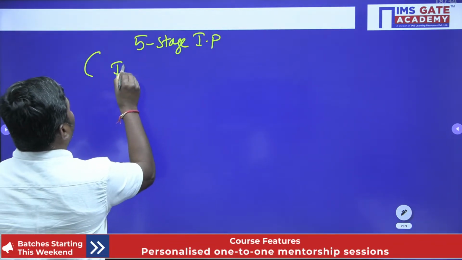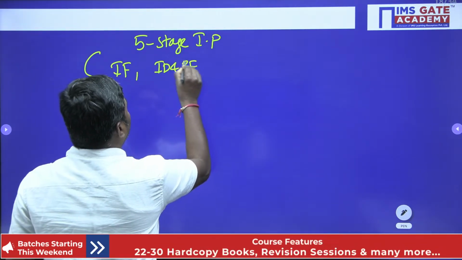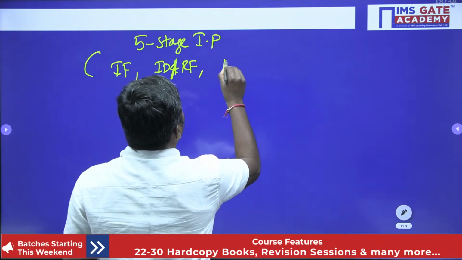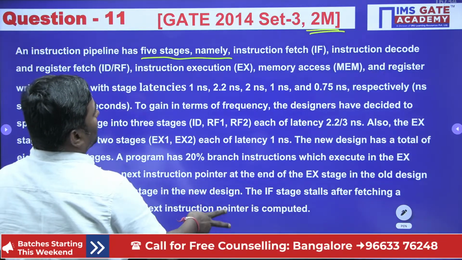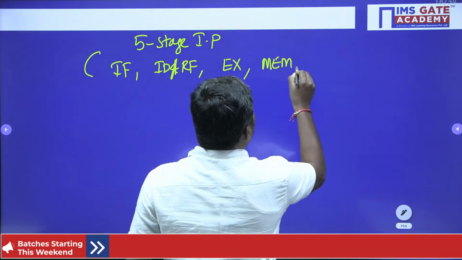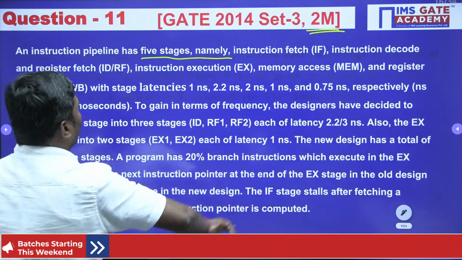So instruction fetch is the first one, then instruction decode and register fetch. Then execute, execute only, then memory access, and then memory access and register write back are there. 1, 2, 3, 4, 5.